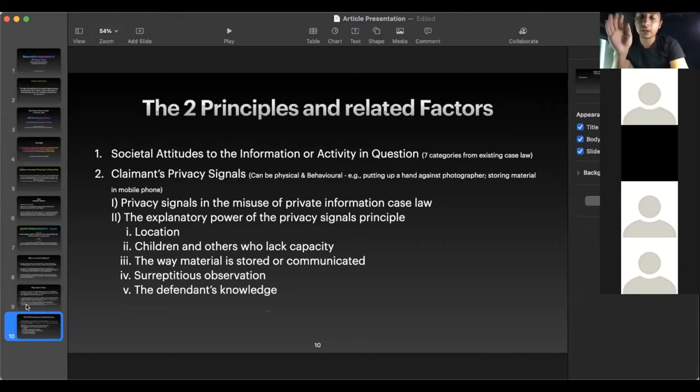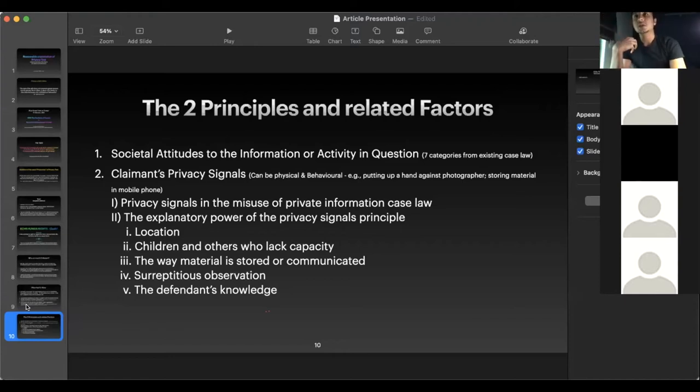And even if you are in a public space, or where the media has access to you, if you put up your hand against the camera, that means you do not want them to intrude on your privacy, or you do not want to be photographed in the situation. So in the misuse of private information case law, and the explanatory power of the privacy signals principle, there are these five factors.